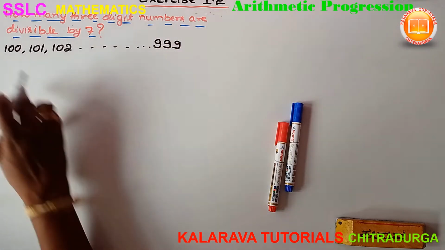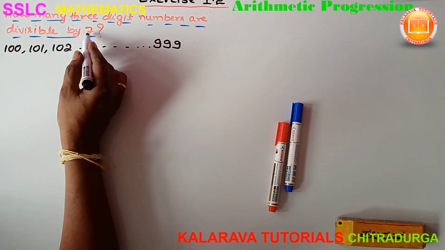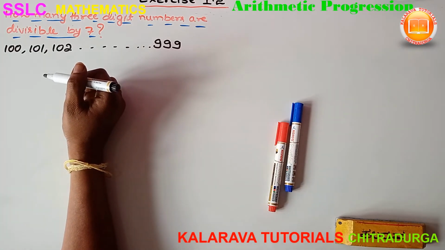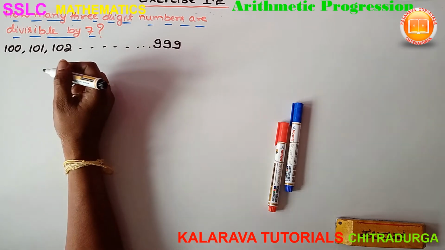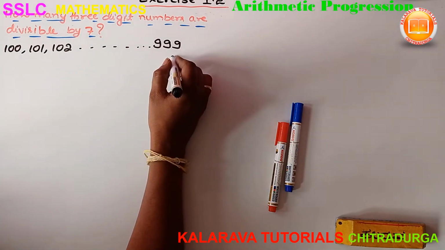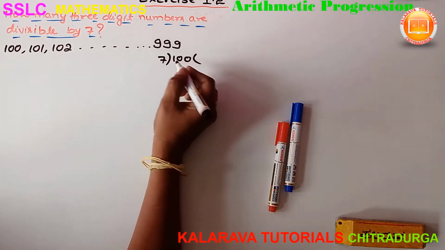999. So now we consider all the 3-digit numbers, but they asked us to find the 3-digit numbers which are divisible by 7 only. So we have to find which numbers are divisible by 7. I take the first number. For checking, is 100 divisible by 7 or not?